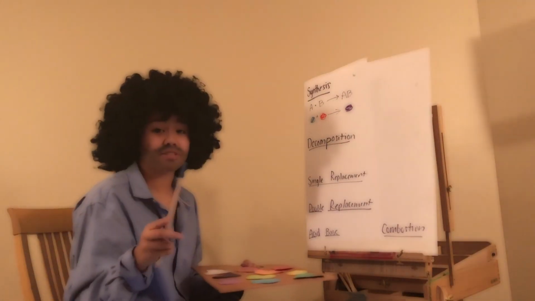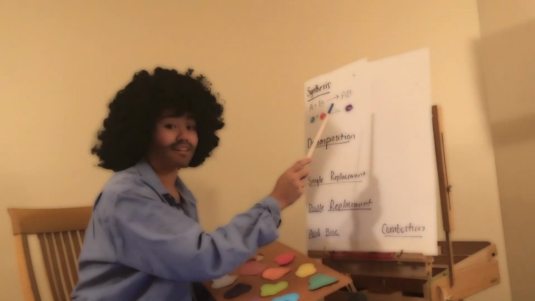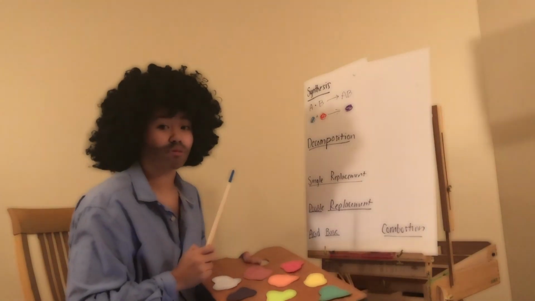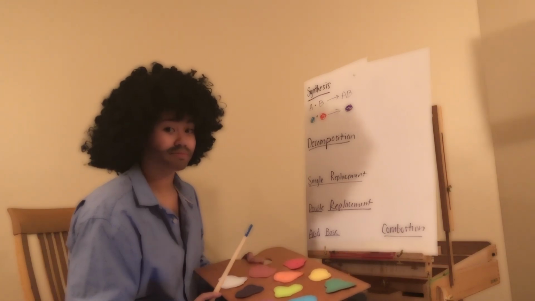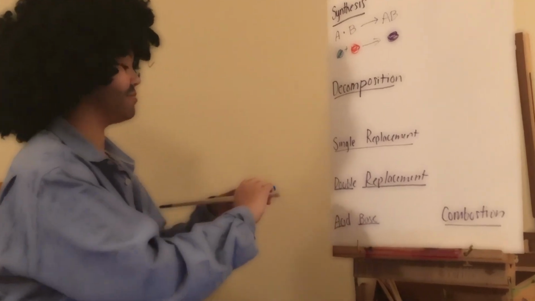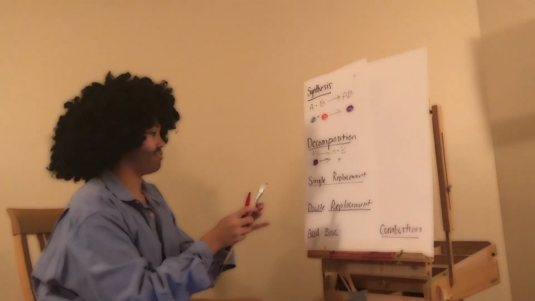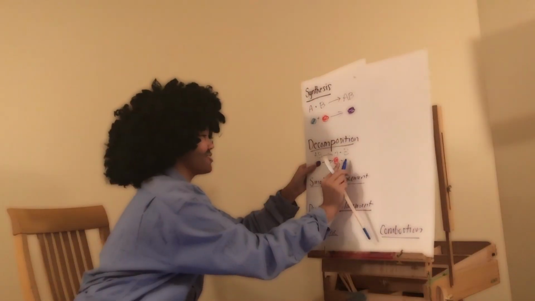It's that easy. Decomposition is like that, but flipped. You have one single reactant that decomposes into two individual products. Here's an example. Back to our color analogy, that'd be like starting with our pretty purple and finishing with our red and our blue.